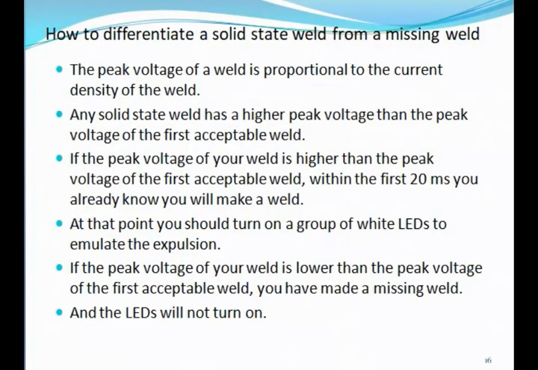The peak voltage of a weld is proportional to the current density of the weld. Any solid-state weld has a higher peak voltage than the peak voltage of the first acceptable weld. If the peak voltage of your weld is higher than the peak voltage of the first acceptable weld within the first 20 milliseconds, you already know you will make a weld. At that point you should turn on a group of white LEDs to emulate the expulsion. If the peak voltage of your weld is lower than the peak voltage of the first acceptable weld, you have made a missing weld, and the LEDs will not turn on.